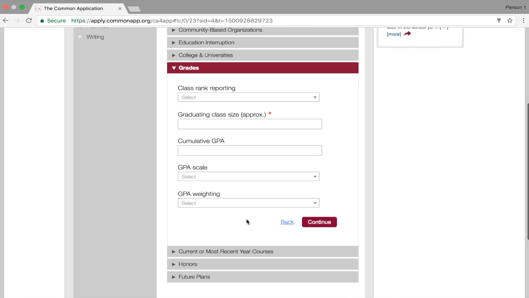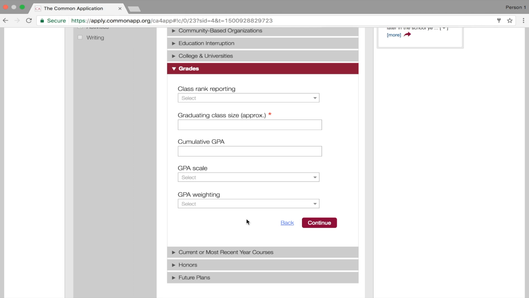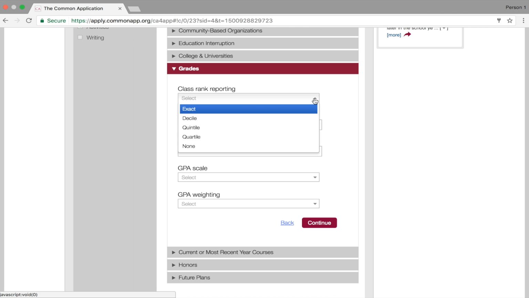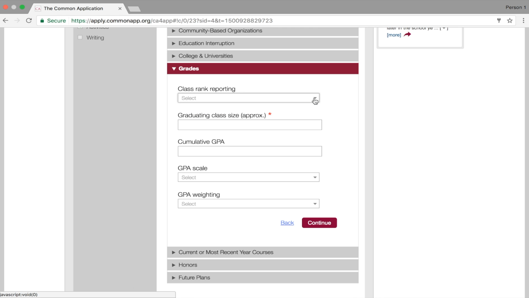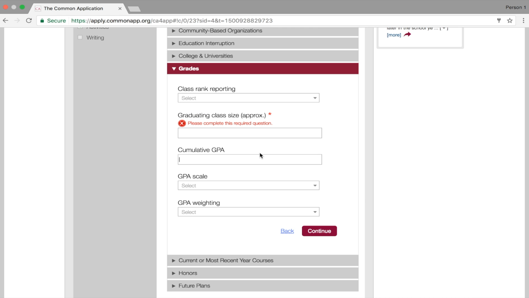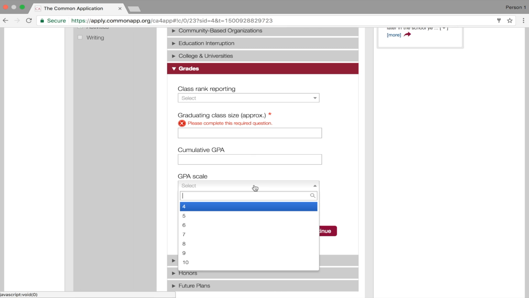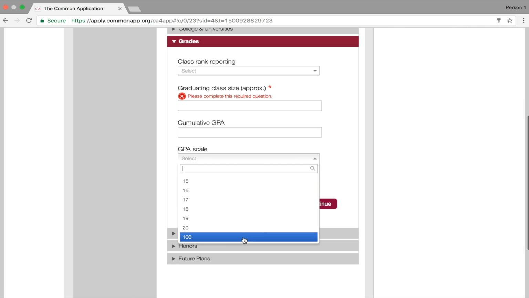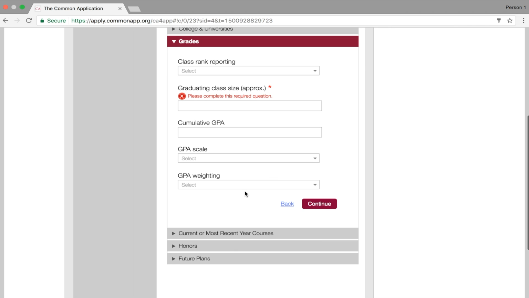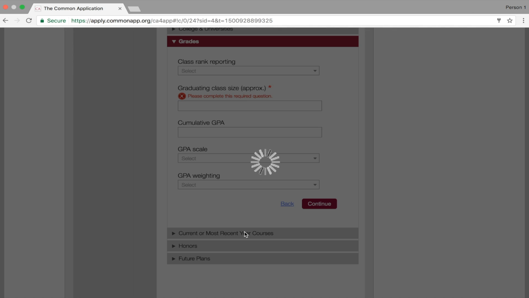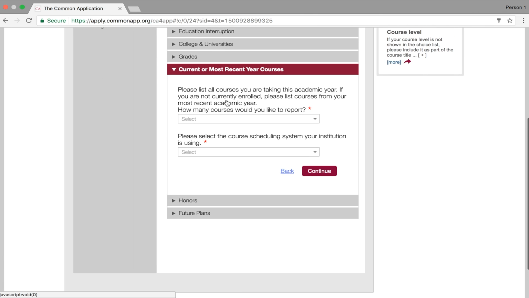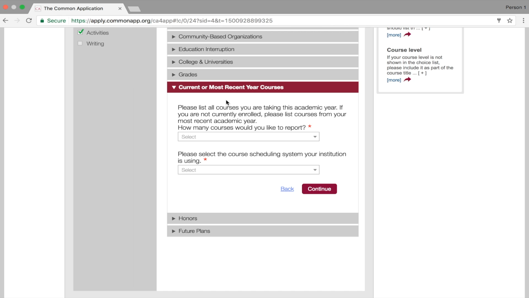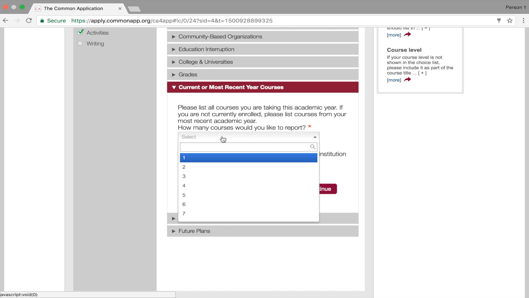Grades. So my school doesn't officially rank, so yeah, I put NA for class rank, but I did fill in class size and cumulative GPA. GPA scale, yeah, I did out of 100. Weighted, and then for current or most recent year courses, definitely fill out all the courses you're taking.